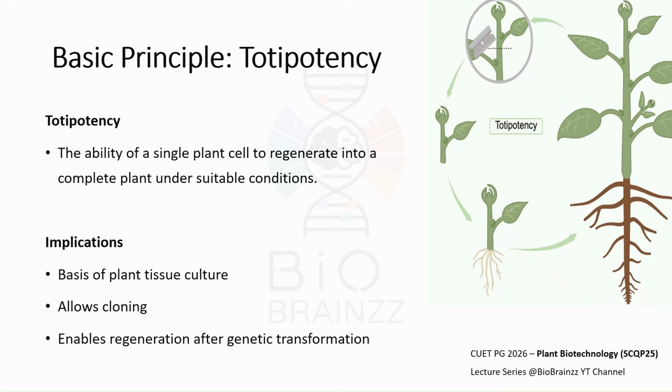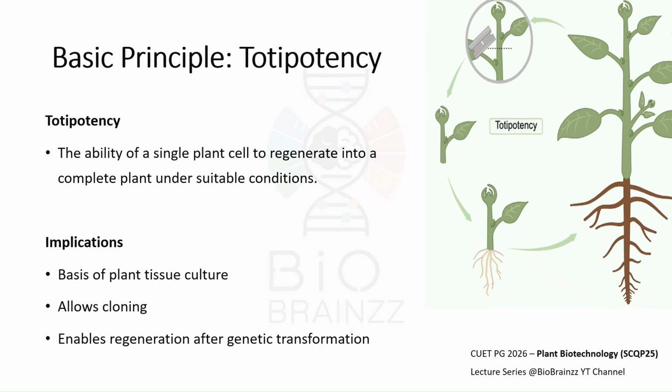This slide represents the core principle of plant tissue culture, totipotency. Totipotency refers to the ability of a single differentiated plant cell to regenerate into a complete plant when provided with appropriate nutrients, hormones, and environmental conditions. Plants naturally retain their developmental flexibility much more than animals. In animals, differentiated cells usually lose the ability to form a whole organism, but plant cells can often revert to a meristematic state and then redifferentiate.